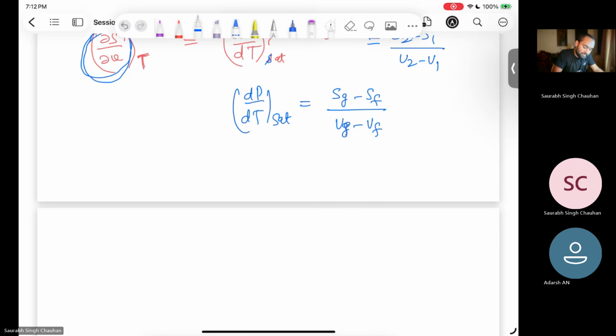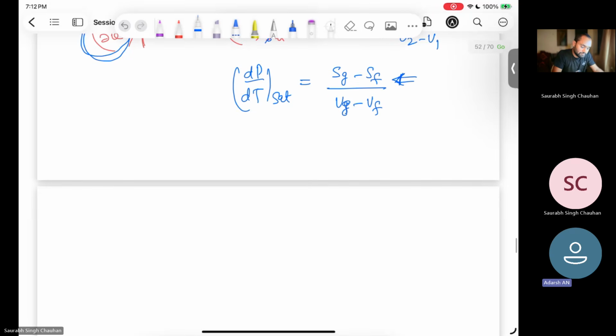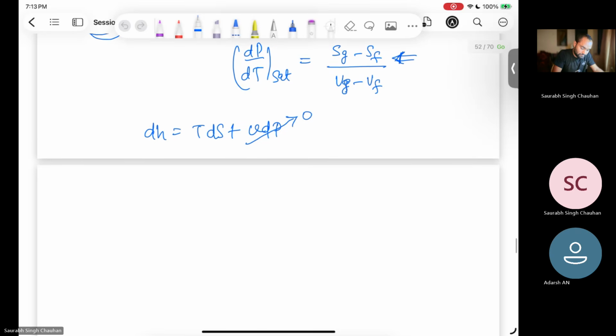Now, how to handle this entropy? That is the TdS equation. Using the TdS equation, dH is equal to TdS plus VdP. Again, we are doing everything at a given constant temperature. If the temperature is fixed, then dP is also fixed. So for constant dP, this term will be 0. So dH is equal to TdS.